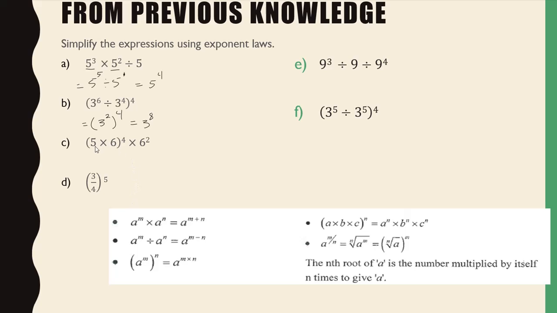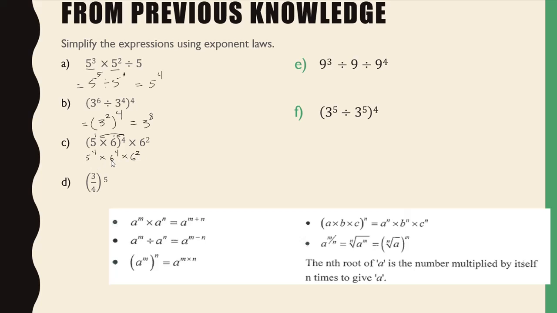Now the next one's a little bit different. The bases actually aren't the same. So we're going to distribute that 4. There is an exponent 1 on both of these. If it was 2 or 3, you just do a multiplication. So in this case, it's 1 times 4, so we get 5 to the power of 4. And then 1 times 4 again, so we get 6 to the power of 4.